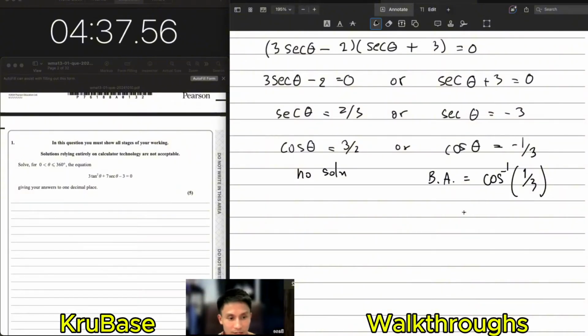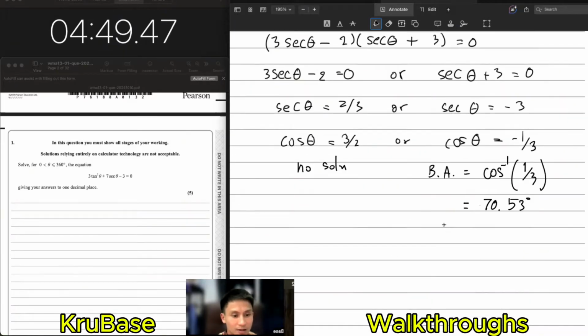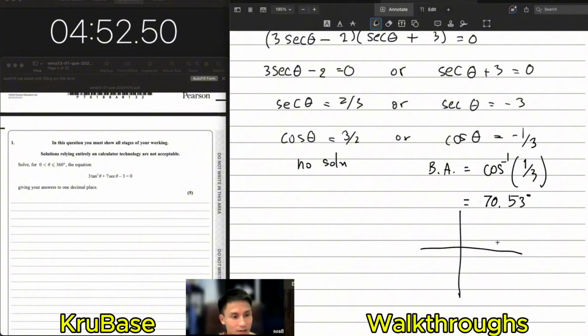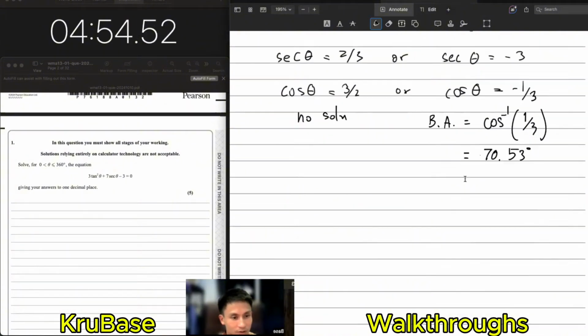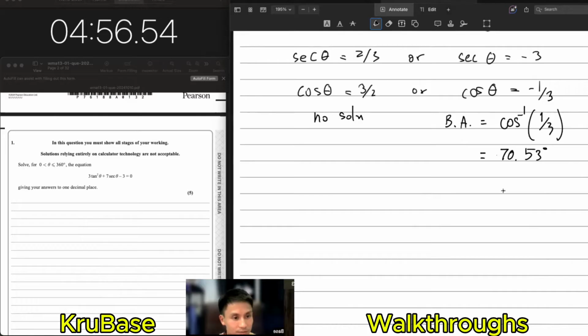So I'm getting the basic angle to be 70 point. We're going to do 1 decimal place, so I'm doing 2 decimal places here to be safe. All right. So 70.353. And using the CAST diagram, right? So hang on. The CAST diagram.